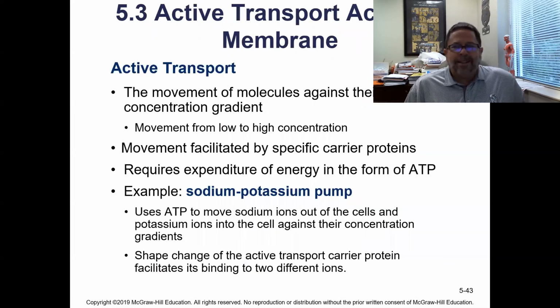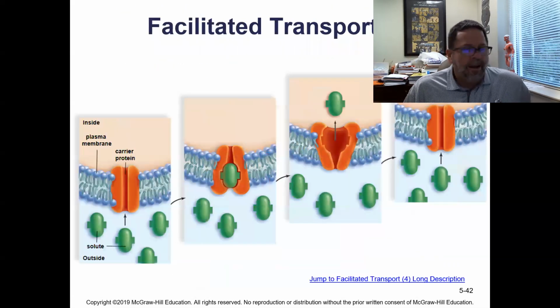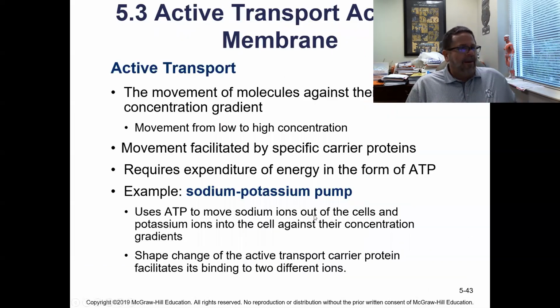Active transport takes it a step farther. So we're going to go from low to high and move things against their natural flow. And the sodium potassium pump is one of the most famous ones. It pumps 3 sodiums out and 2 potassiums in as ATP is used to do this. So this requires energy, and that's a big deal. So this is going upstream, shall we say, paddling upstream on a river.